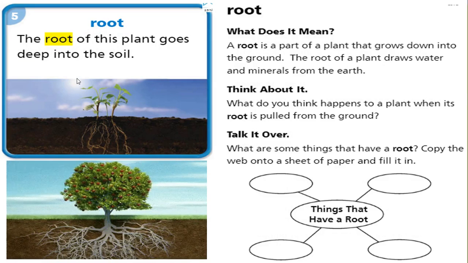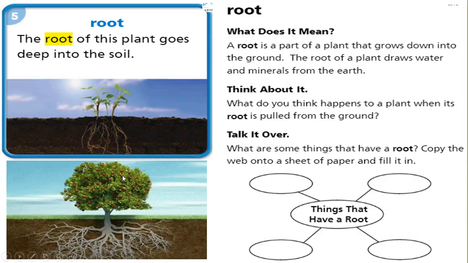Number 5. Root. Please repeat after me. Root. The root of this plant goes deep into the soil. Again, this is the upper part of the plant. This is what we see on top of the ground. But inside the ground, every plant has an unseen part that is called the root. So the root goes in the ground like this.